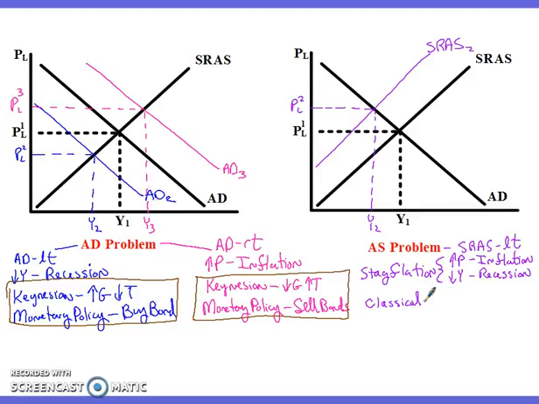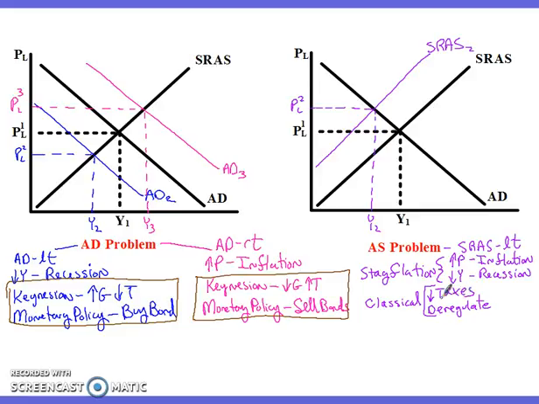And what is the classical response? Well, the classical response is kind of twofold. It's kind of going to say the same thing all the time, and that is cut taxes and deregulate. Now, let's remember what cutting taxes means from the classical point of view. We're not cutting taxes here to shift the aggregate demand curve.